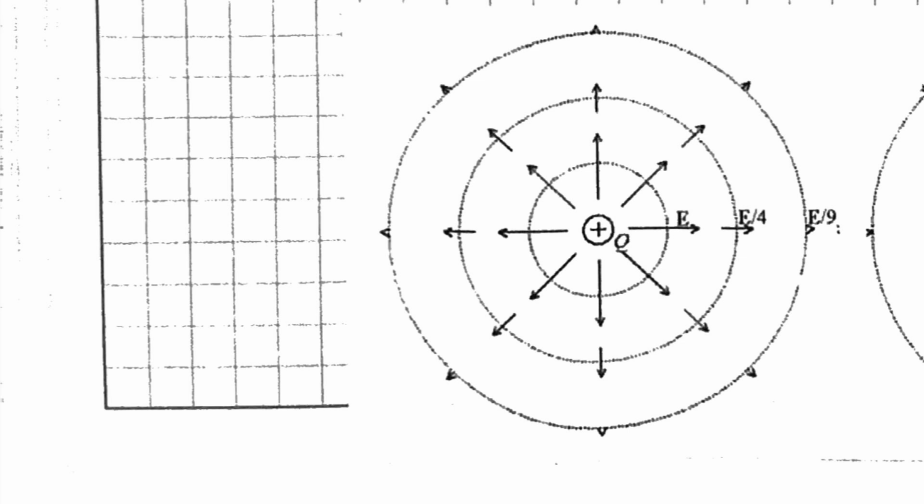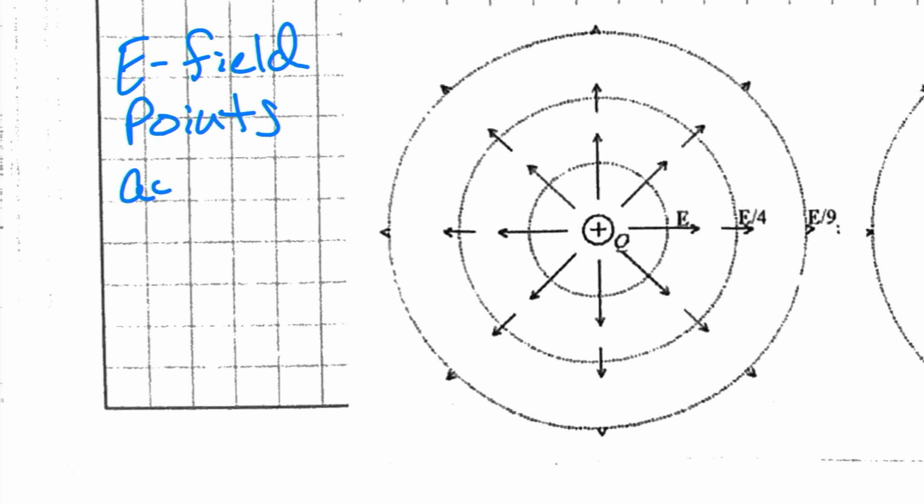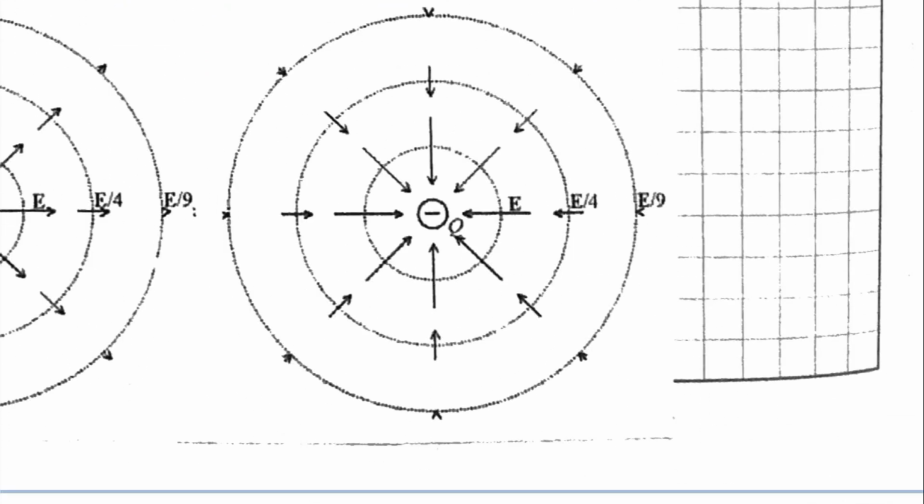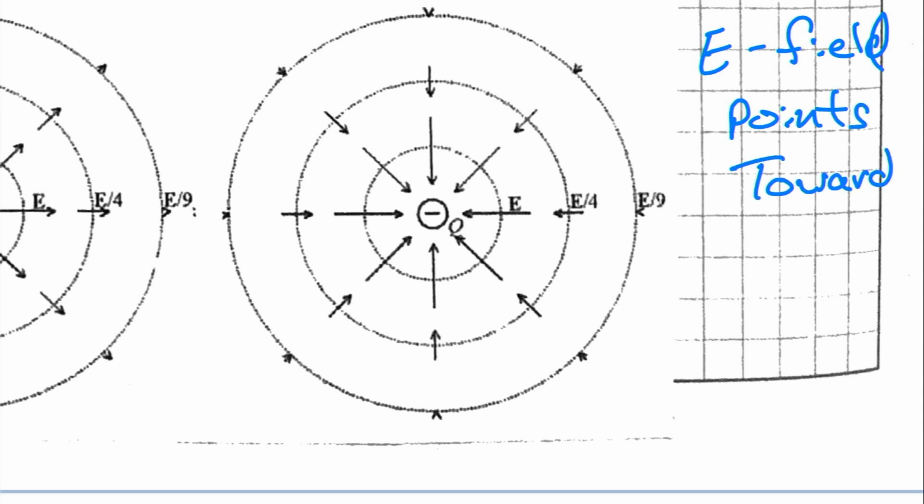So the electric field points away from a positive. And here, the electric field will point towards a negative charge.